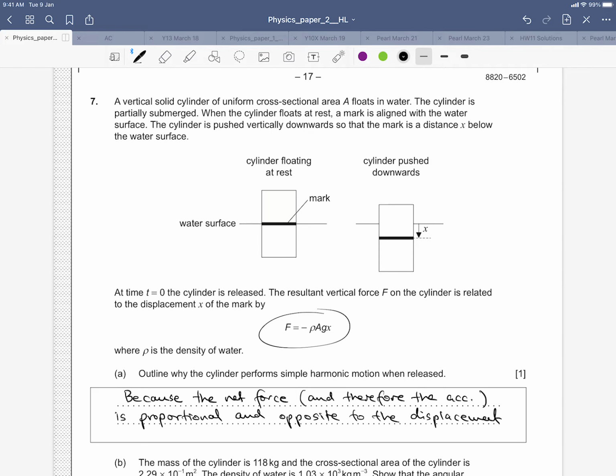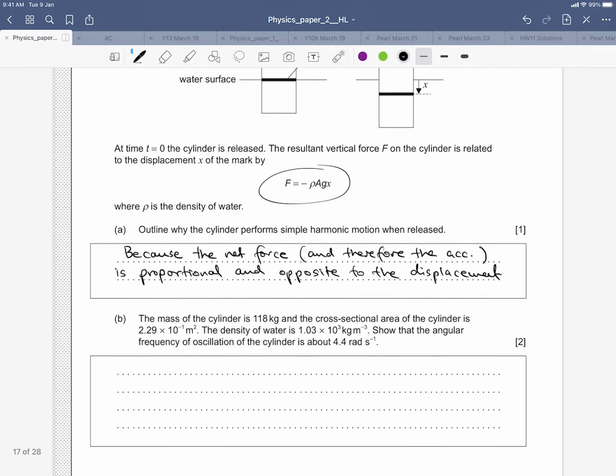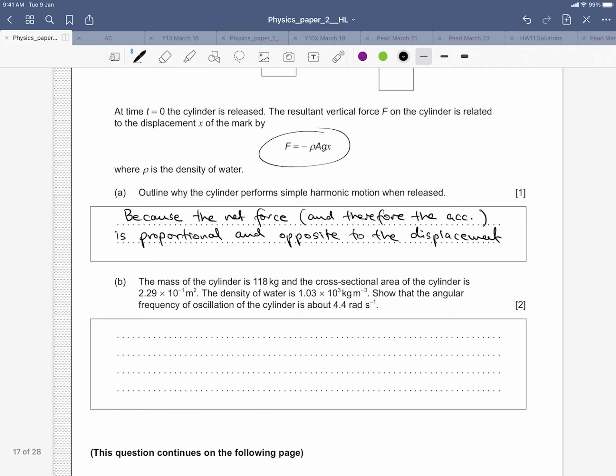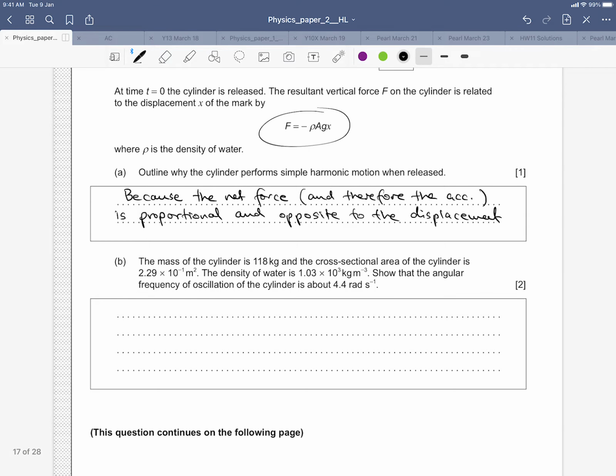There you go. So they normally give you 2 marks for these questions, where you have to remember that you both have to mention proportional and opposite. Opposite gives you the 2nd mark, but for some reason in this question they are only giving you 1 mark. And I think looking at the mark scheme, it seems like it's enough to just write proportional, but sometimes they mark you down if you forget to write opposite as well. So that's pretty important. Then they want us to work out the angular frequency, omega, of the oscillation.